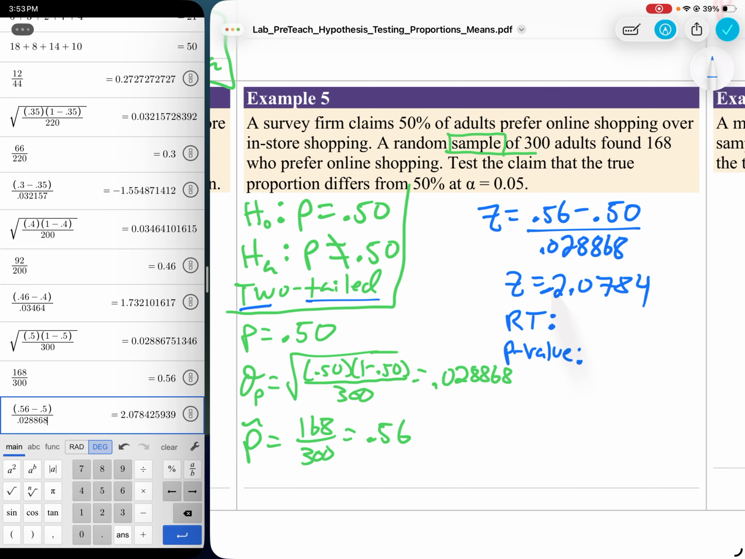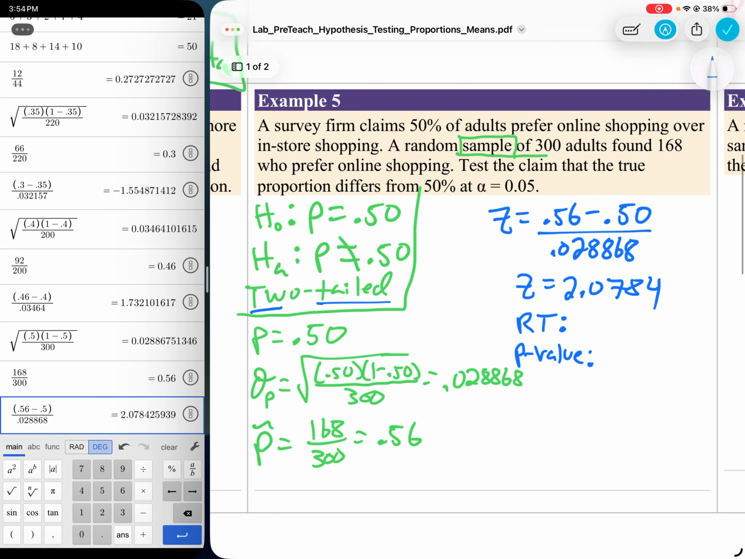If that came out to negative, I would have wanted a left tail instead, and then I would have doubled that. So we're going to follow the sign of the z-score. If it's negative, you go grab the left tail and double it. If it's positive like this problem, we're going to go grab the right tail and double it to get our p-value. So I'm going to take 2.0784 to my spreadsheet.